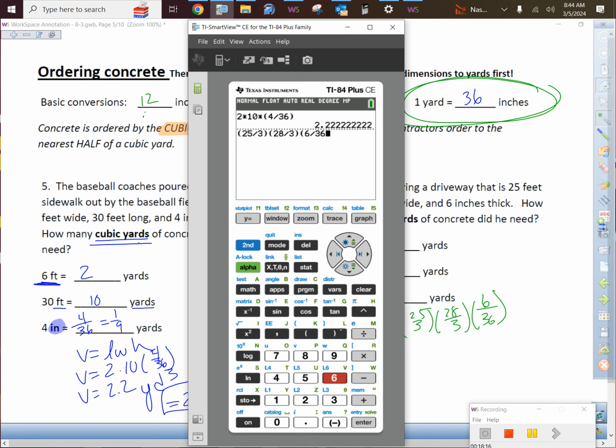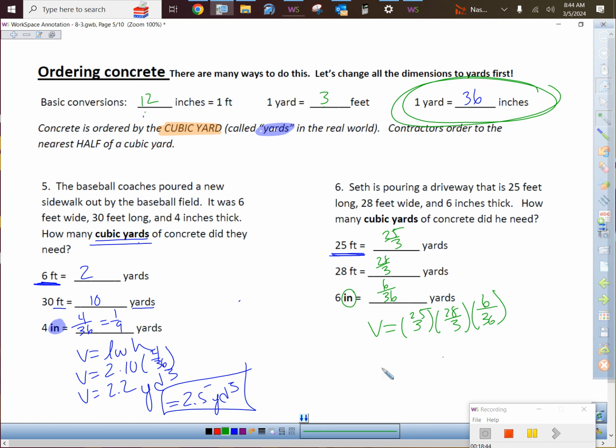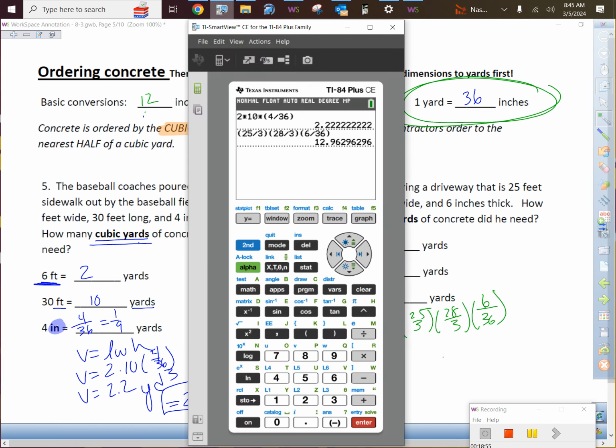More or less than our sidewalk? It should be more. About 12.96, so we'll call that like 12.9. That probably would just round to 13.0. How many cubic yards of concrete should we order? 12, 12.5, 13, or 13.5? Sorry, do I need 13.5? No, 13 will cover it.